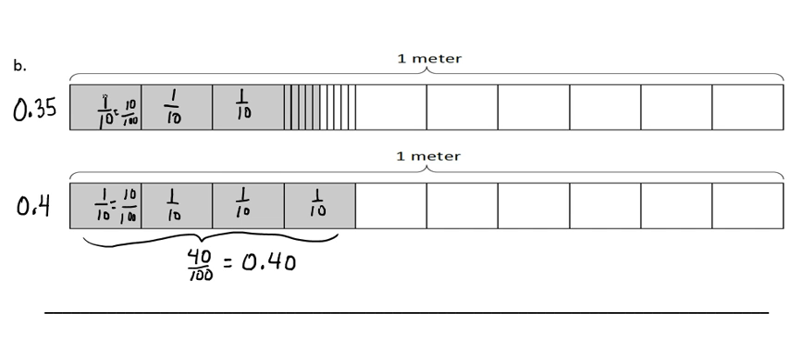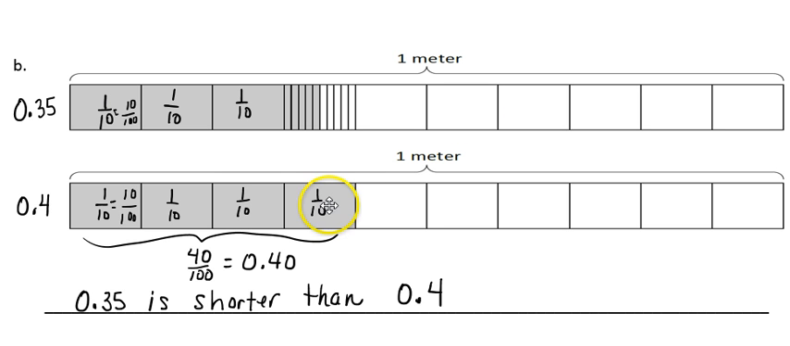Now to write our comparison statement, I'll say that 35/100 is shorter than 4/10 because you can see that it does not fill in as much of the whole tape diagram as 4/10 would. You could also state it as 35/100 is shorter than 40/100 because 4/10 is the same thing as 40/100. So either answer would be correct.